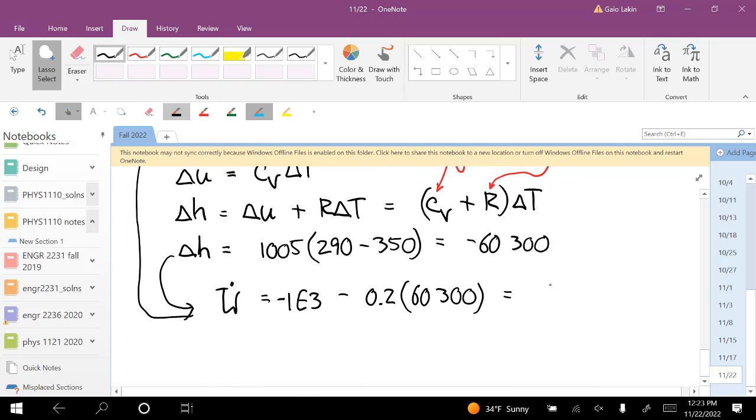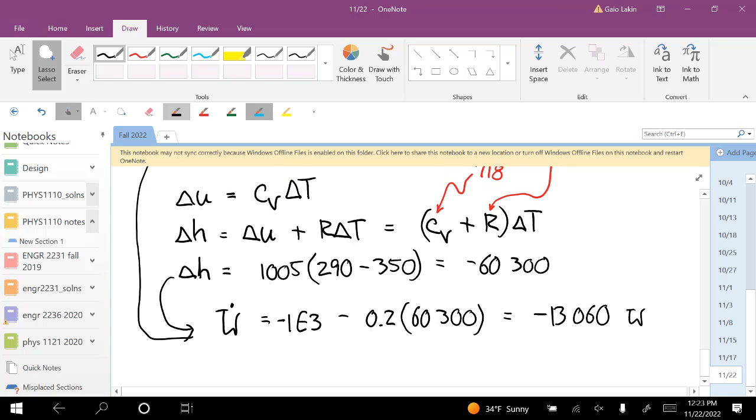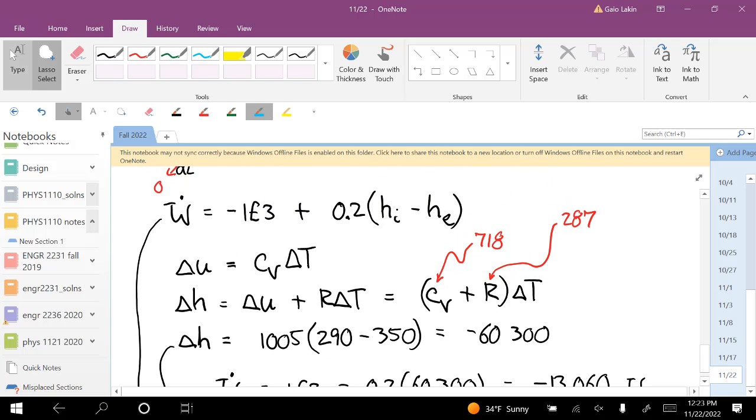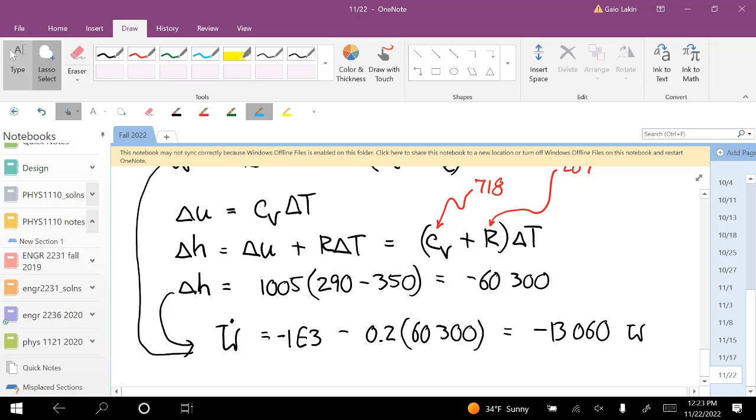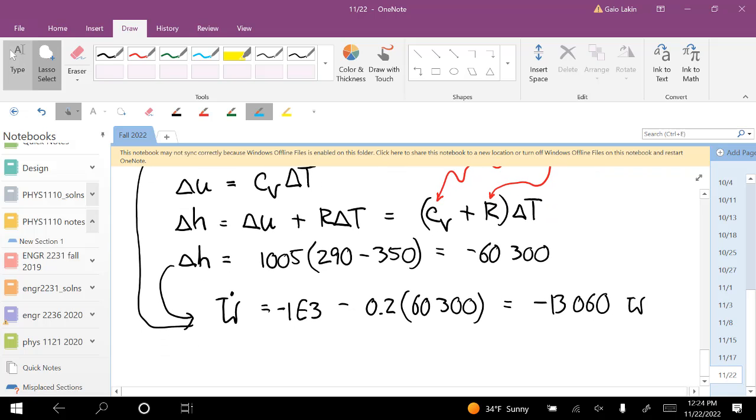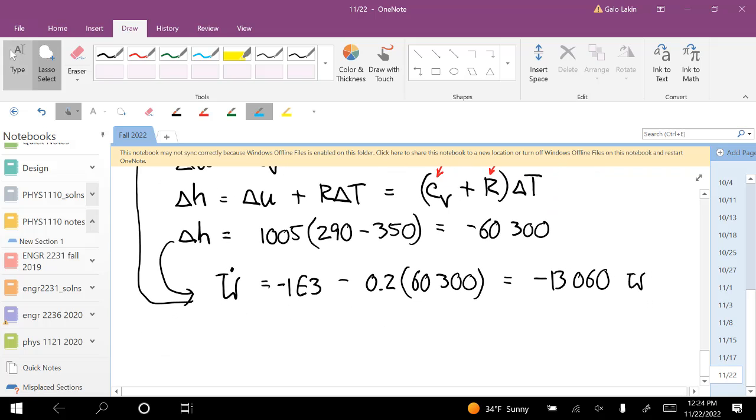Well, I think this is right. So negative 13,060. And that's in watts. Okay, I think that's right, yeah. I just had the wrong answer before.